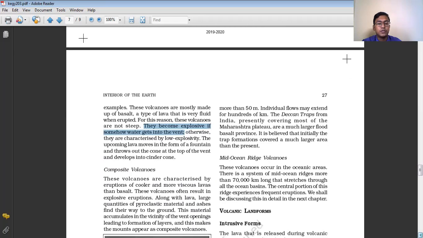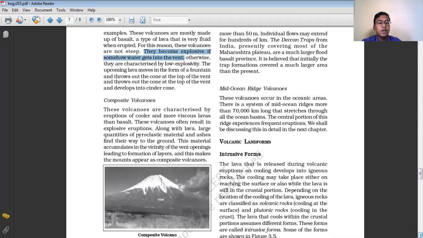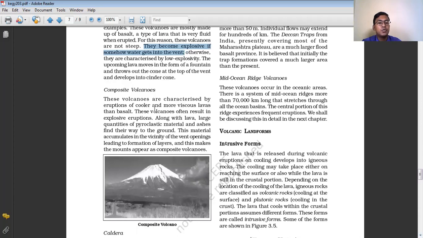The next one is the composite volcanoes. These volcanoes are characterized by the eruption of cooler and more viscous lava than basalt. In the case of sealed volcanoes, the lava which is erupted is very hot. But in the case of these composite volcanoes, the materials which come out are not so hot. They are basically cool. So these volcanoes are characterized by the eruption of cooler and more viscous lava than the basalt.